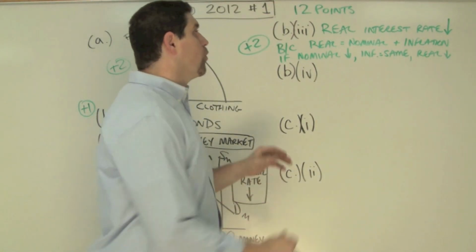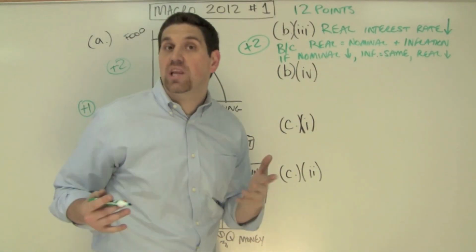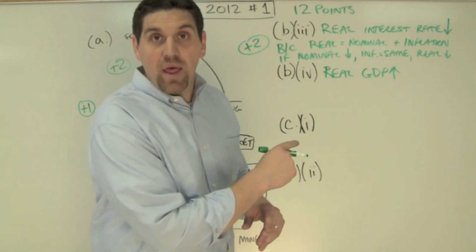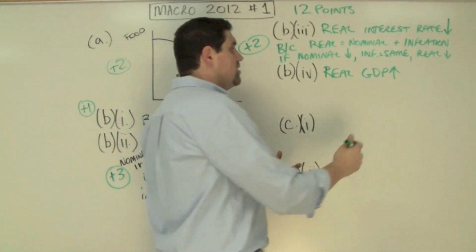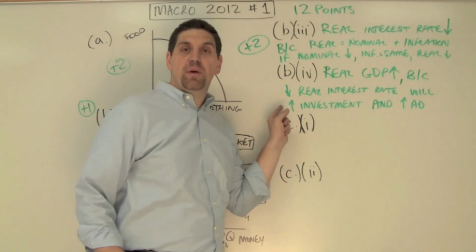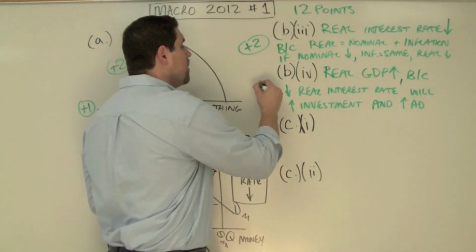In B4 it said if the real interest rate falls, like you said in B3, what's going to happen to the real GDP? Well, the real GDP is going to increase. And again, this is an explain question, so to get the point, you've got to explain how you got your answer. The answer is because a decrease in the real interest rate will increase investment and will increase aggregate demand. Remember, that's expansionary monetary policy. B4 was worth 1 more point.